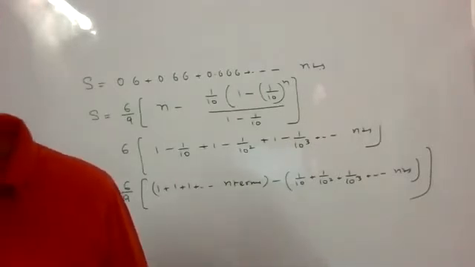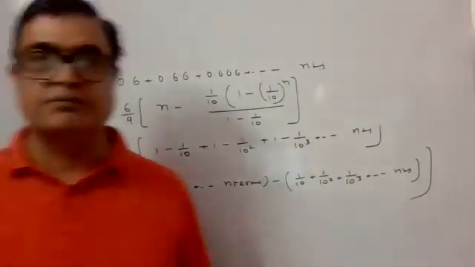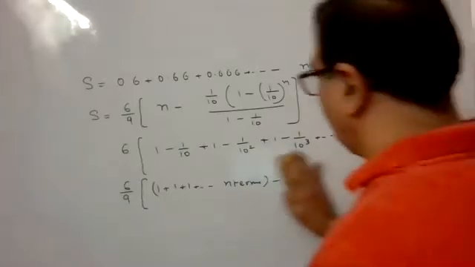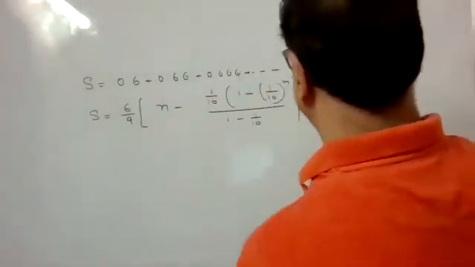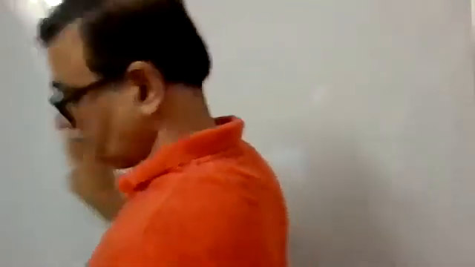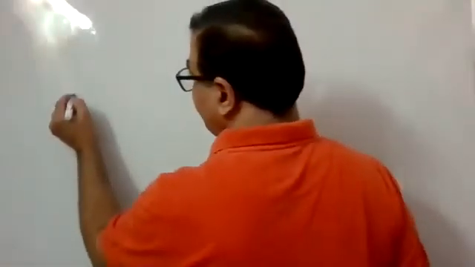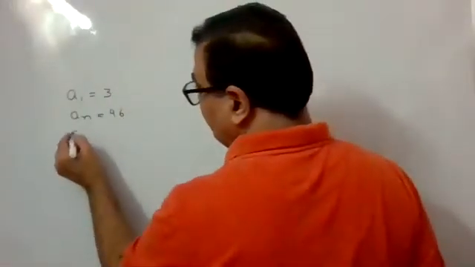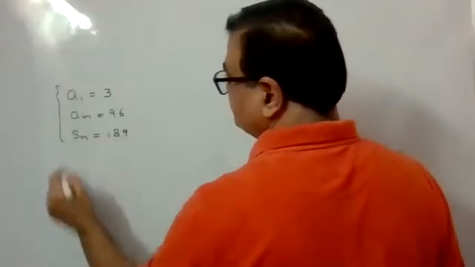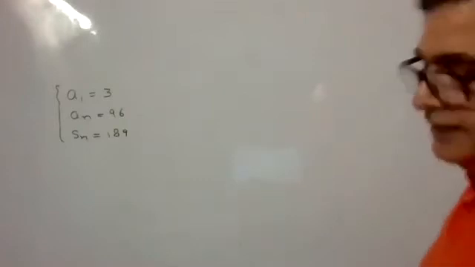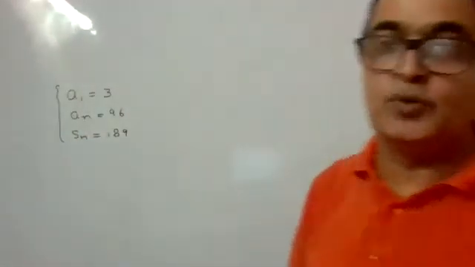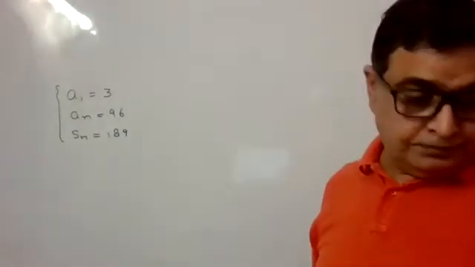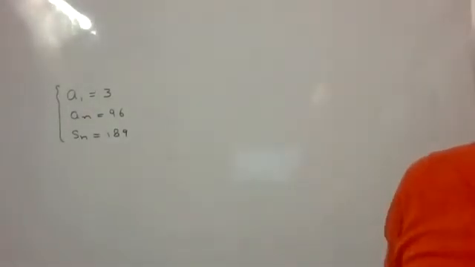Right, next question please. Determine the number of terms in GP. If A1 is 3, AN is 96, and SN is 189. A1 is given 3, AN is 96, SN is given 189. My question is, find how many terms are there in the series.